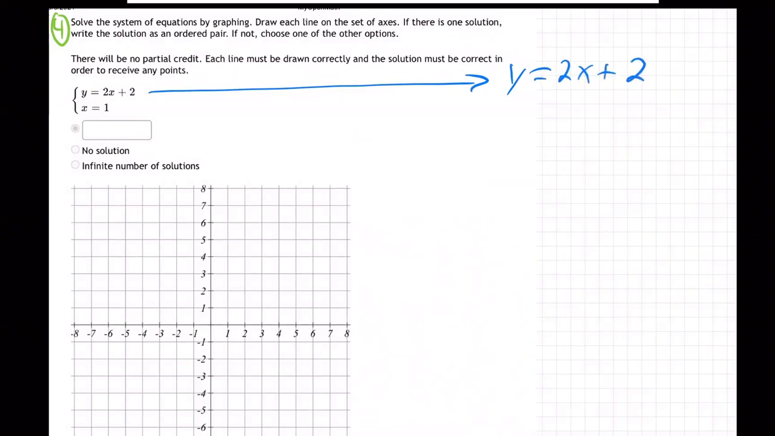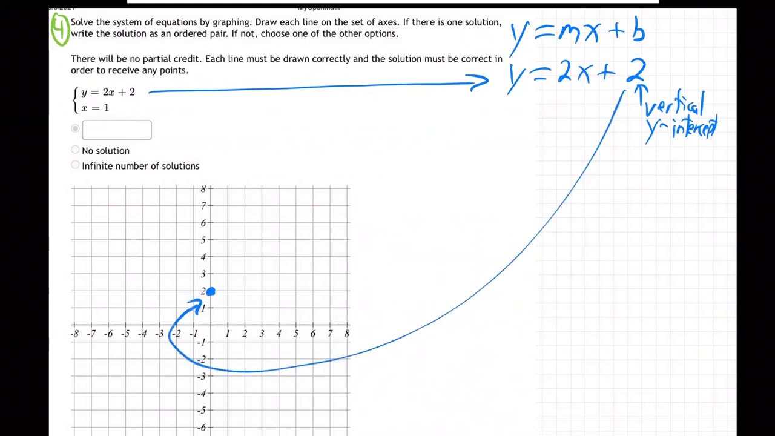So you remember how graphing works, right? That when y is alone, remember it's y equals mx plus b. So that number out there is the vertical y-intercept, right? That's our starting point. So right here, up to, right there. Okay, and then the number next to the x, put that over 1.